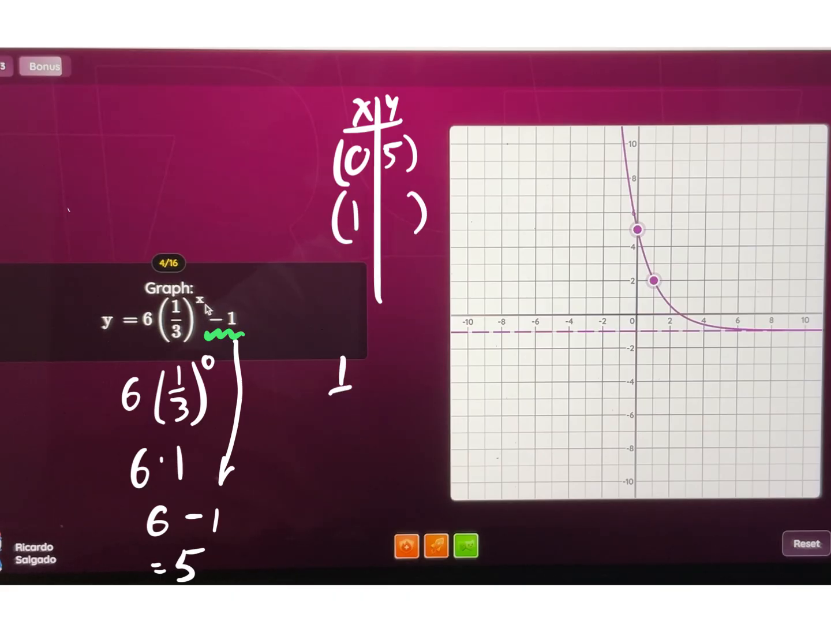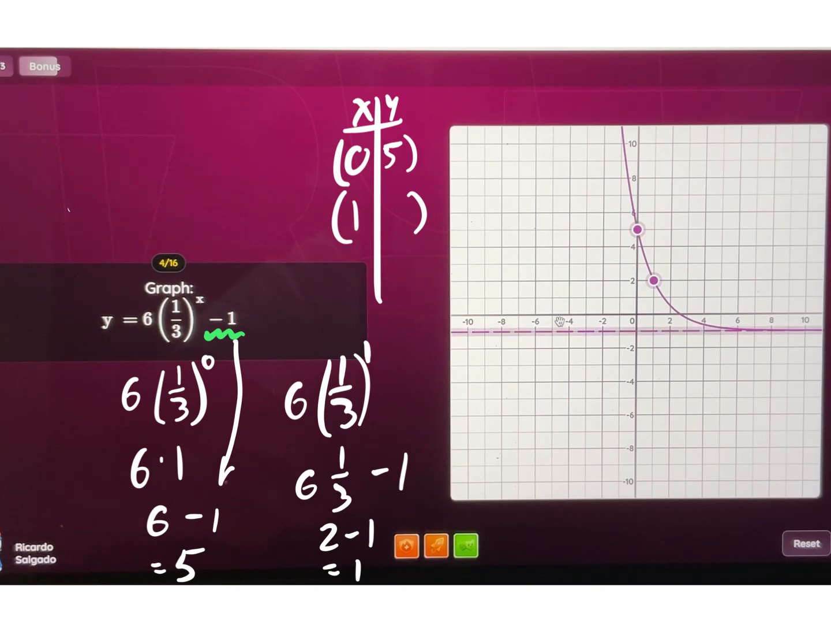After that, after we plugged in a 0, now let's plug in a 1. 1/3 to the 1 is exactly 1/3. Then 1/3 times 3, that's like saying 6 divided by 3. And of course, you can do that on the calculator. 6 times 1/3 is 2. And 2 minus 1 is 1. So when you plug in a 1, you get out a 1.